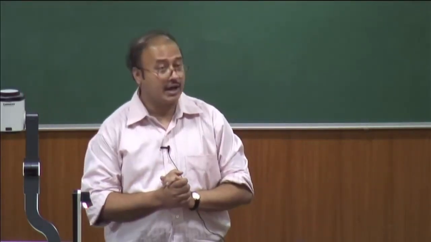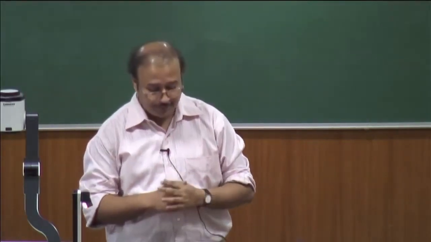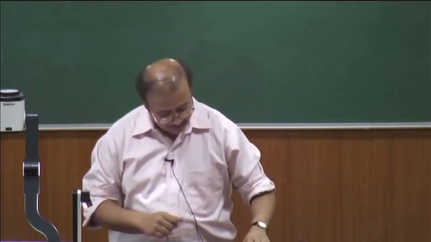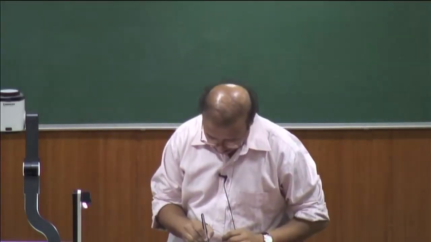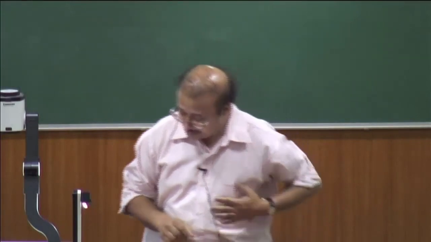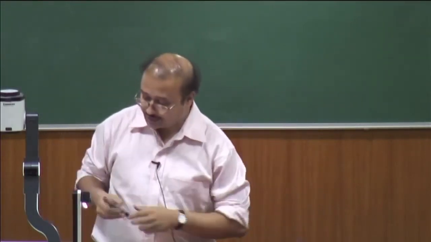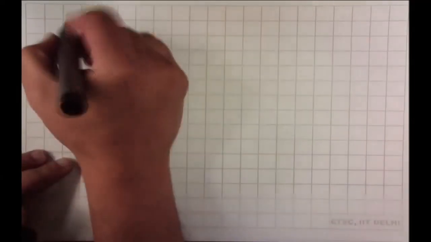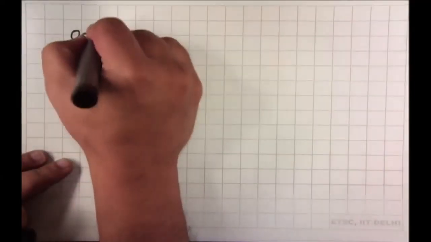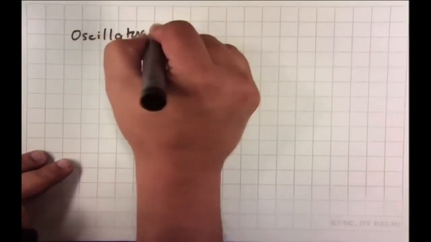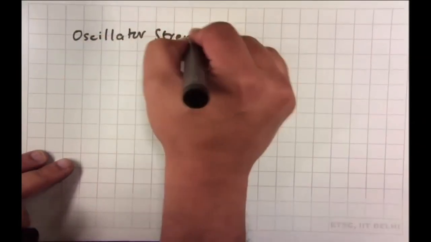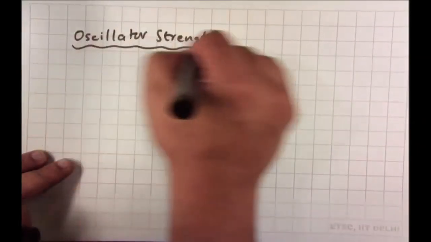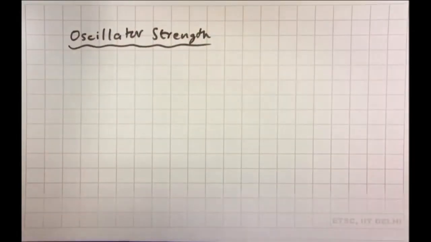So that's typically all I had to tell you about absorbance. Just one thing I need to point out, which I forgot last time before I go on to fluorescence: there is something known as oscillator strength. Now where does this name oscillator come from? So think about this.